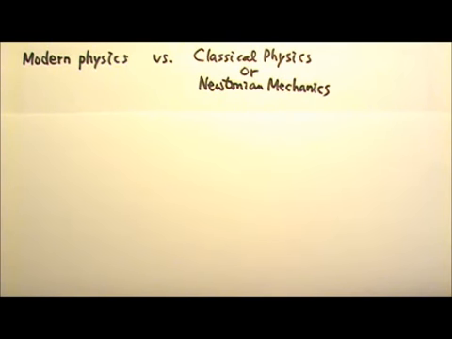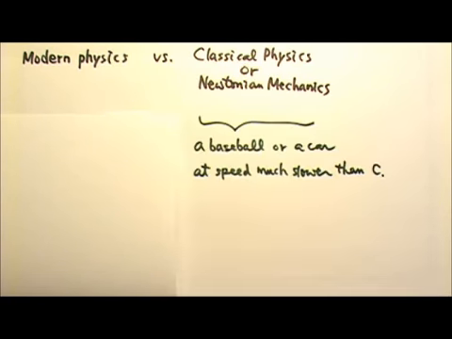This unit is called modern physics, as opposed to classical physics or Newtonian mechanics. Usually, modern physics refers to branches of physics developed from early 20th century onward. Classical physics usually concerns events we would normally observe, for example, a baseball or a car that is moving at speeds much slower than the speed of light.